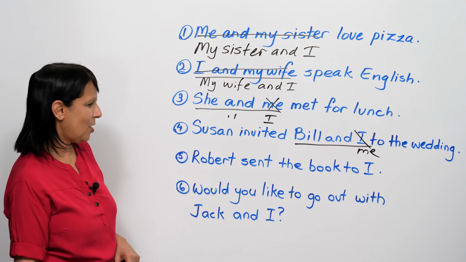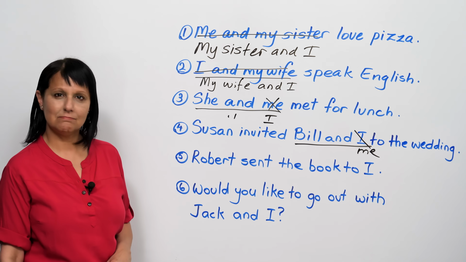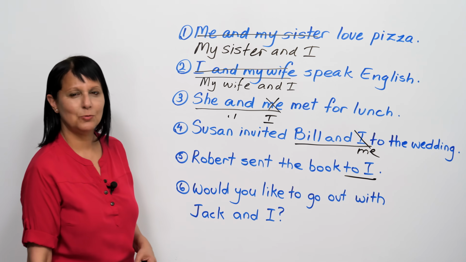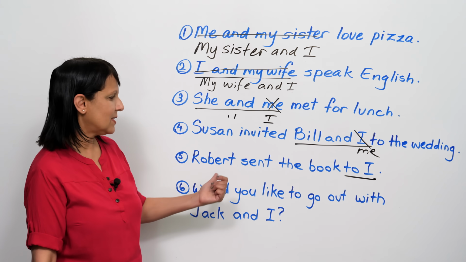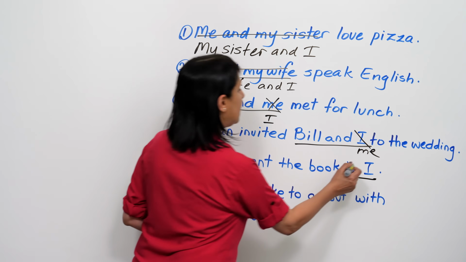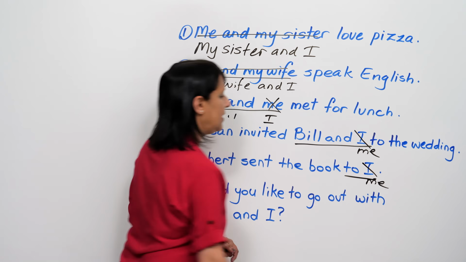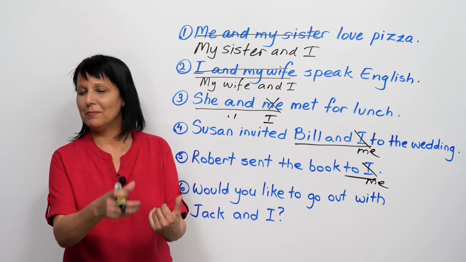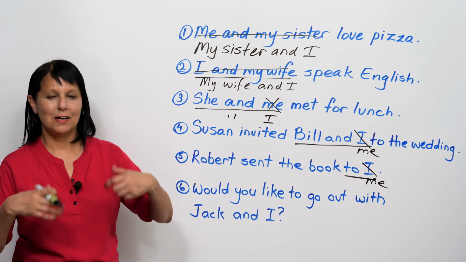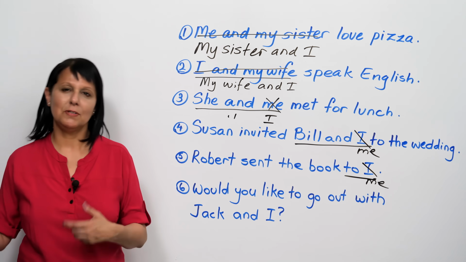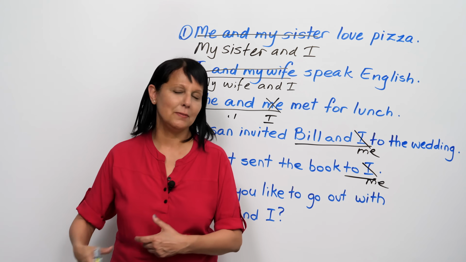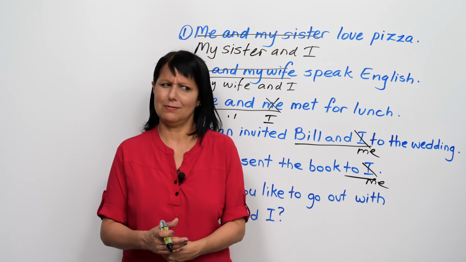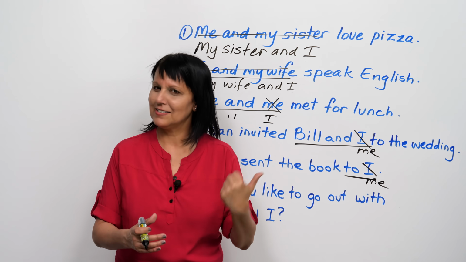Number 5. Robert sent the book to I. No, not exactly. The mistake is here. What should it be? Robert sent the book to me. You got it, okay? And also remember, to me, for me, with me, from me, all of those other prepositions, about me, after me, before me. Just keep saying them and you won't go wrong, because afterwards, if somebody says anything different, you're going to say, no, that's not right. That just doesn't sound right.